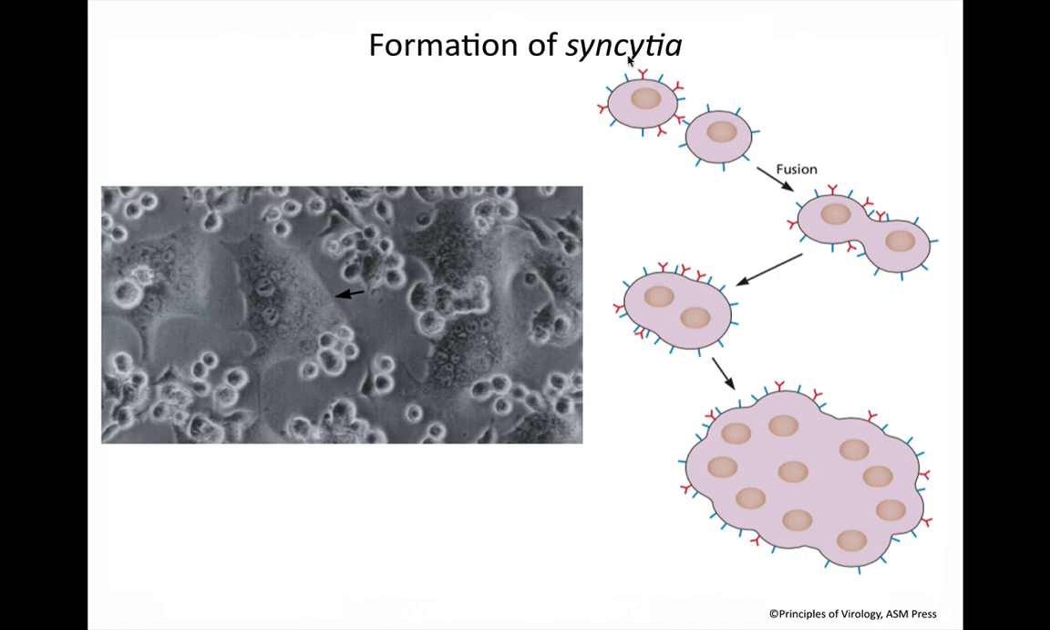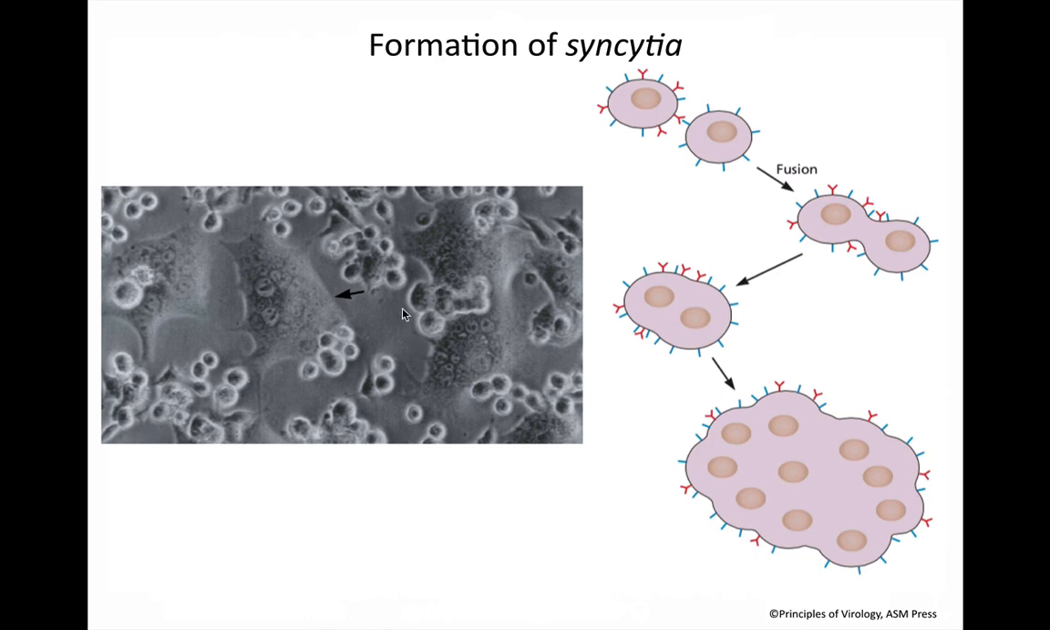Now, syncytia, that's the plural, or syncytium, which is singular, is nothing more than a number of cells that have fused to become one giant cell, as shown in this illustration at the right. So here we have 2 cells fusing, and then they become one bigger cell with 2 nuclei, and that can then fuse with other cells, and eventually you get a big cell or a giant cell with many nuclei. That is called a syncytium.